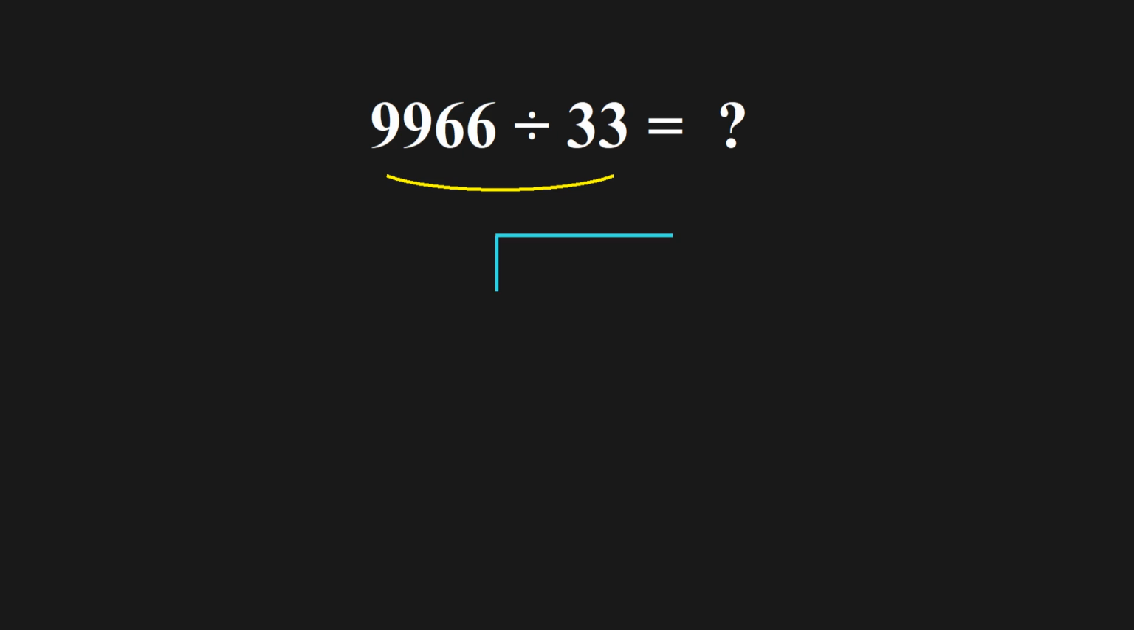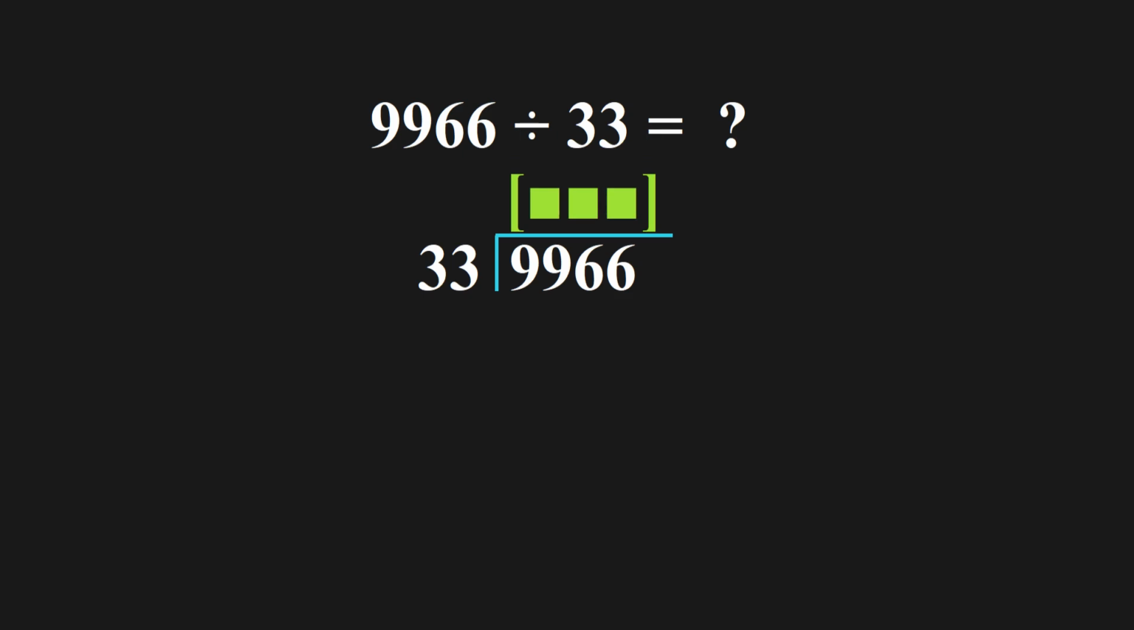First, we draw the division bracket, then move 9,966 inside the bracket. This is the total we are dividing. Finally, move 33 to the left of the bracket. This is our divisor. The answer to our division will be written right here on top of the bracket. This is called the quotient.